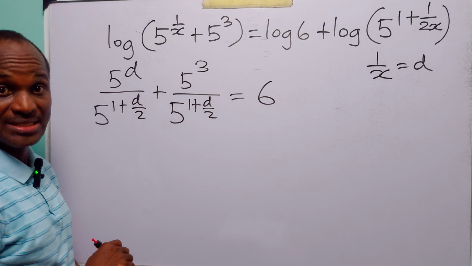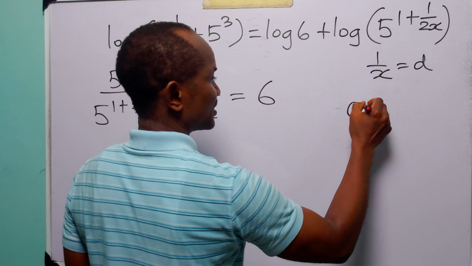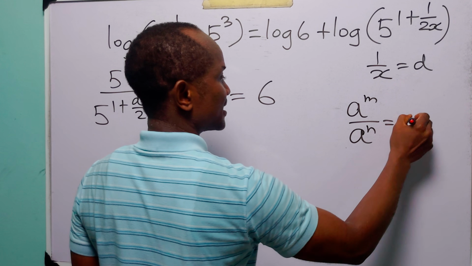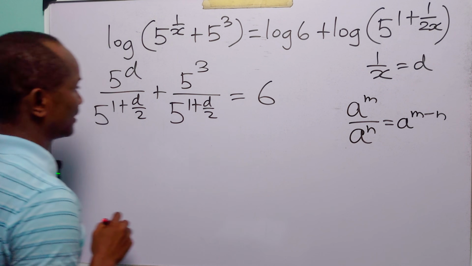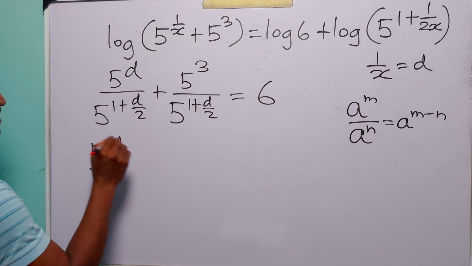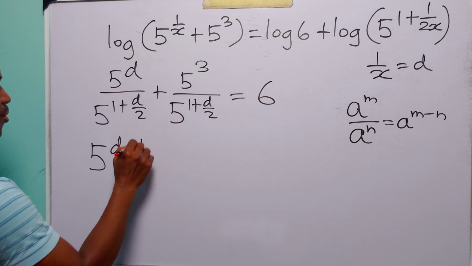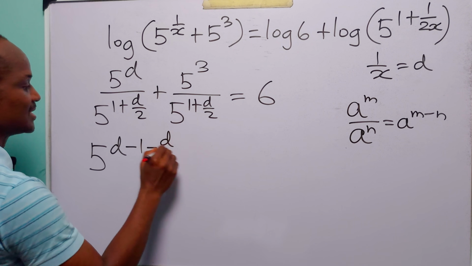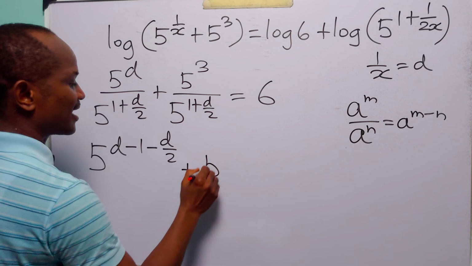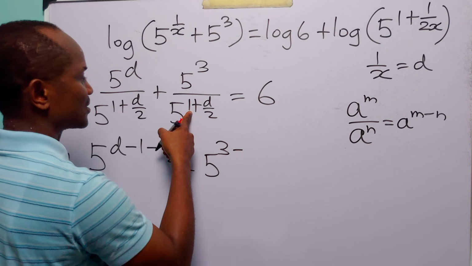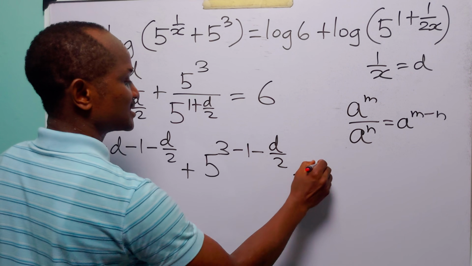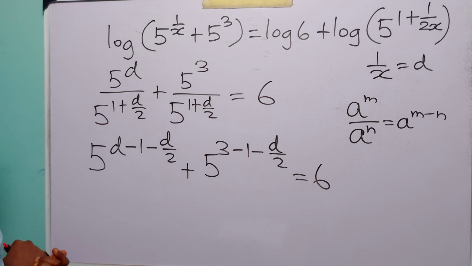Now, from our laws of indices, we know that a to the power m divided by a to the power n is equal to a to the power m minus n. So that means that we can write this as 5 to the power d minus 1 minus d over 2 plus, here we have 5 to the power 3 minus 1 minus d over 2 is equal to 6.